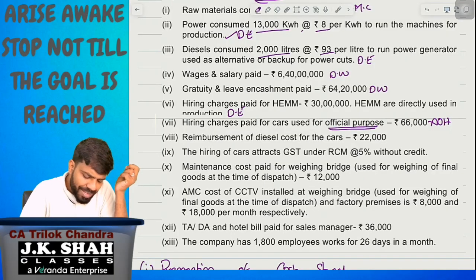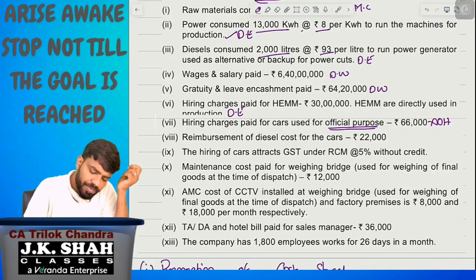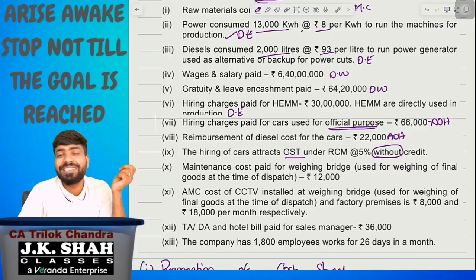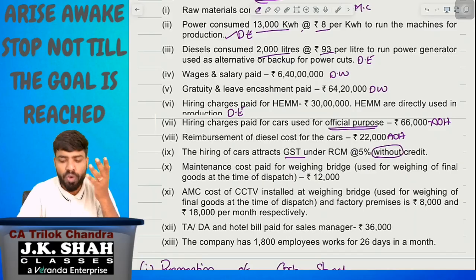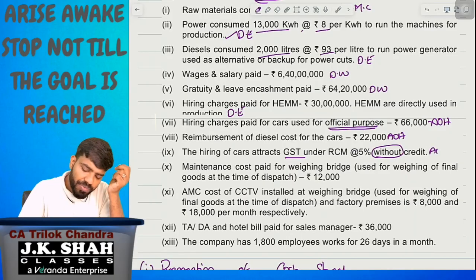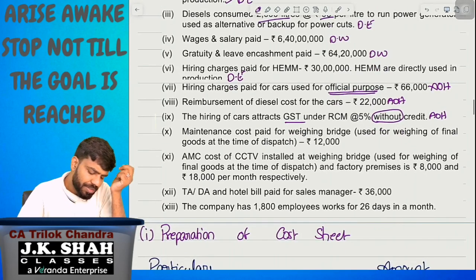Next, reimbursement of diesel cost for the cars. That is also administration overhead. The hiring of cars attracts GST under reverse charge without credit. There is no ITC. If there is ITC, then we are not going to consider it as cost. There is no ITC, so it is also cost. It will also form part of the administration overheads.